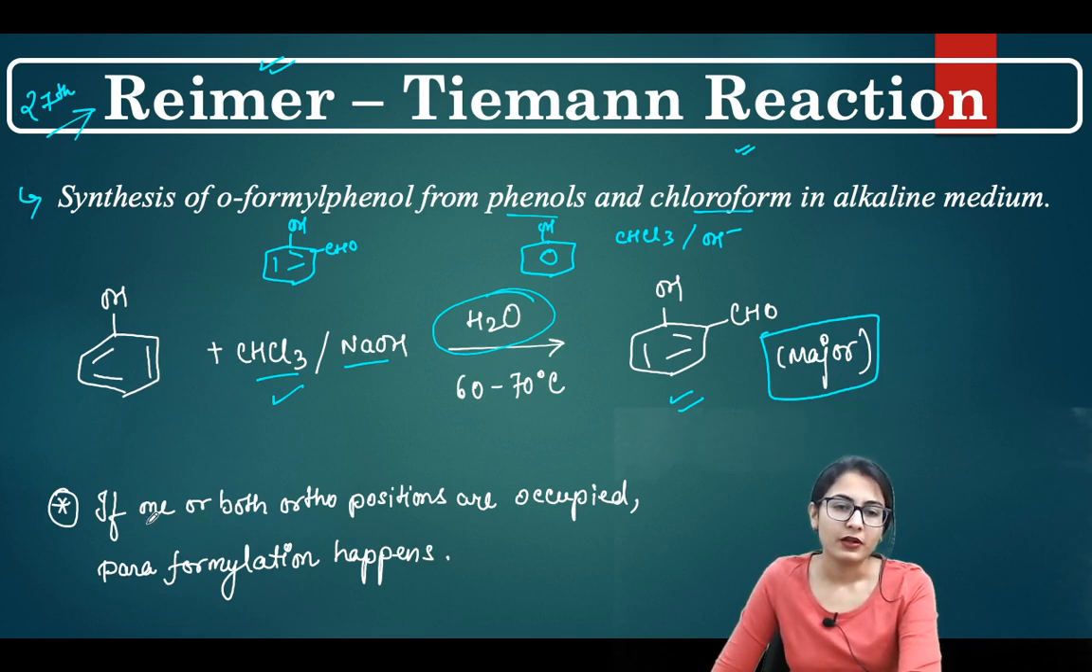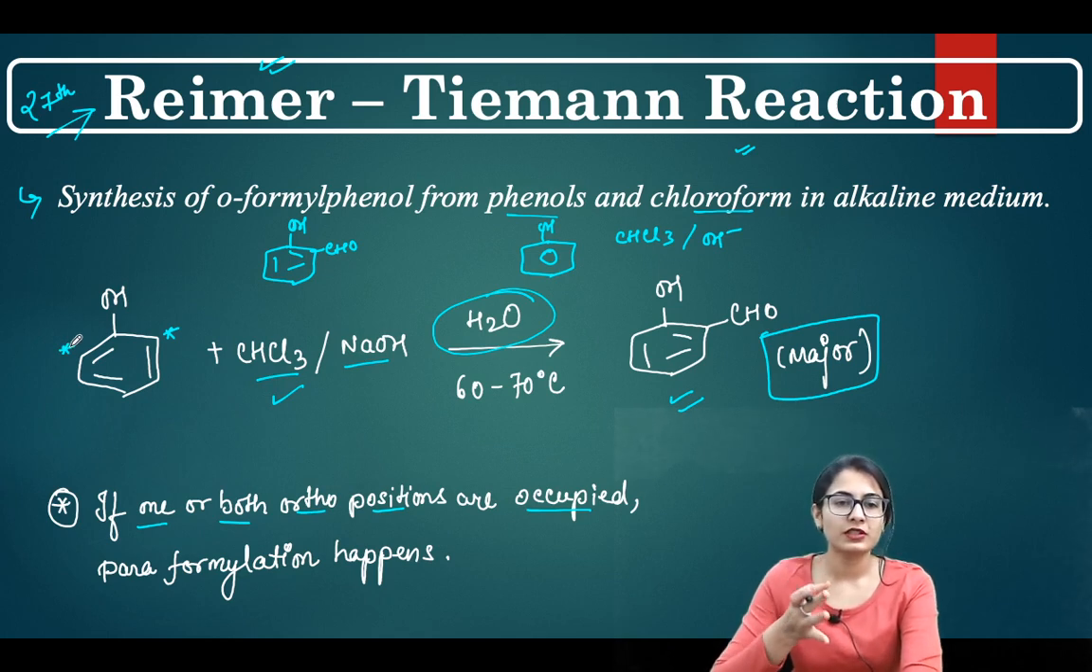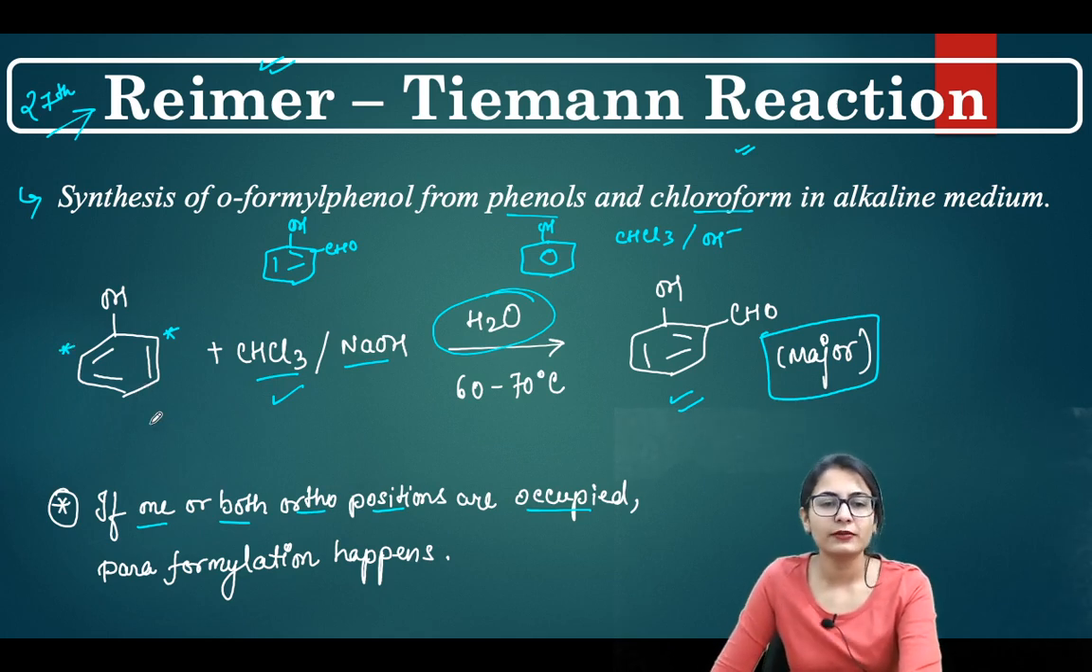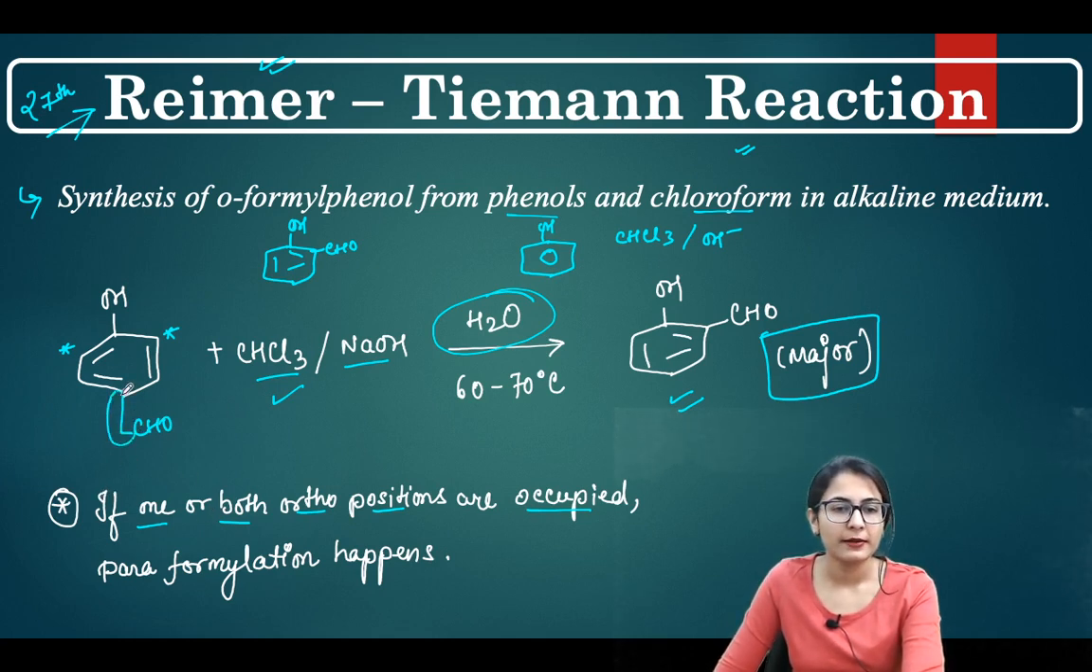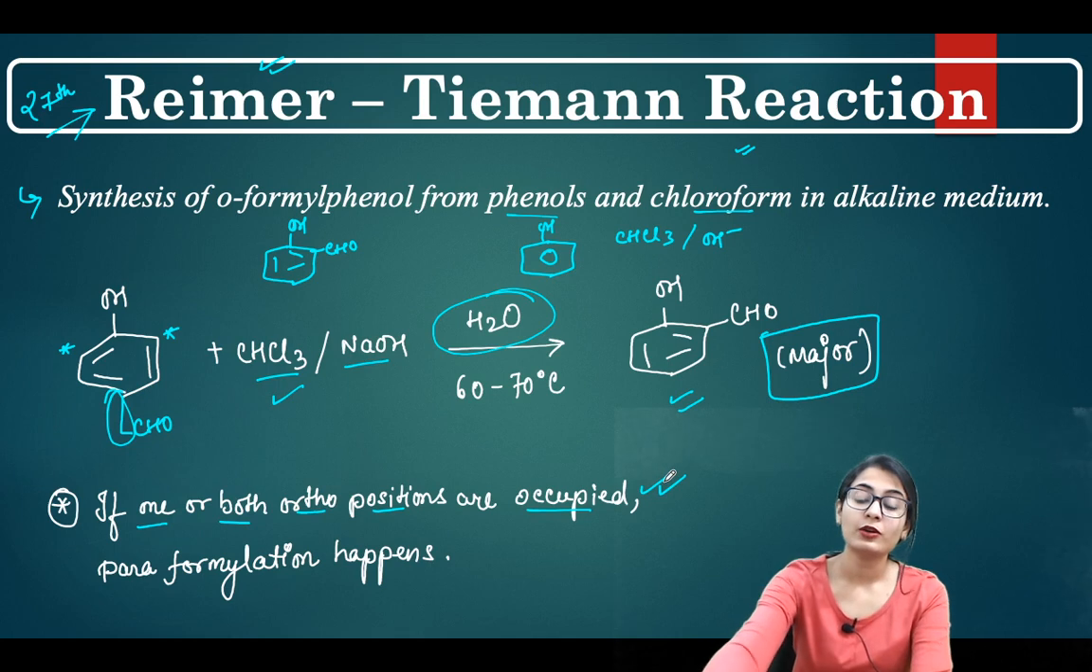Also, if one or both ortho positions are occupied, for example, let's say the ortho position right over here and right over here, if both of these ortho positions are occupied, then our formylation could happen on the para position as well. Alright, so for that our ortho positions have to be occupied. If we don't have them occupied, they are going to give us the ortho product only.